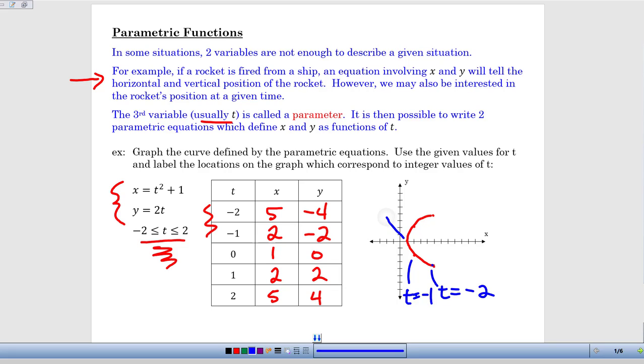This spot here, we had t equals 0. That was a result of plugging in 0 for t. Here we had t equals 1, and then t equals 2 was our last point. So it's this extra layer of information that's associated with each of these xy coordinates that we see in front of us on the graph.